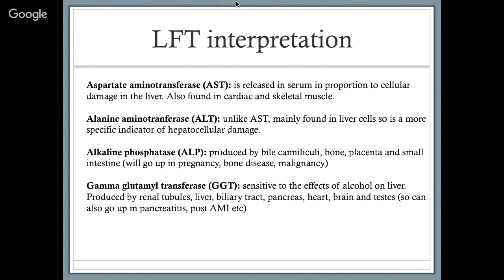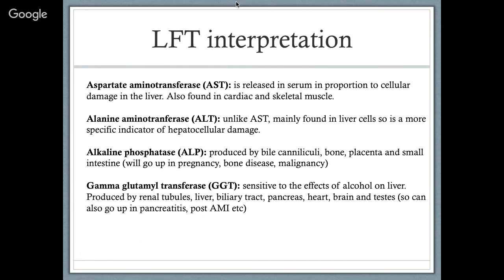ALP is produced by the bile canaliculi, but it's also produced by the bone, the placenta, and the small intestine. So you can get an increased ALP in pregnancy. You can get an increased ALP in bone disease, particularly Paget's disease, and in malignancy as well, the ALP can go up. GGT is the alcohol one. It's the one we classically think of in an alcoholic.